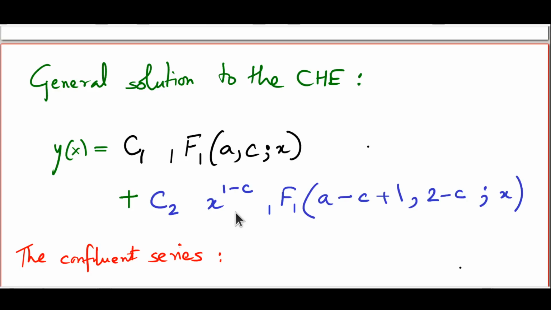Now, it so happens that even the first solution, which is apparently the nicer one, actually blows up for c equals 0 or a negative integer. Now, there is a way to rescue this particular solution in that case by taking appropriate limits, but we are not going to spend too much time on that.